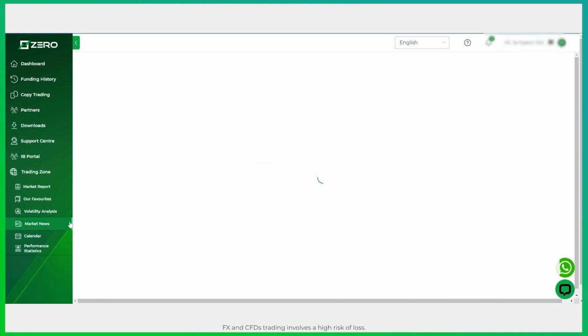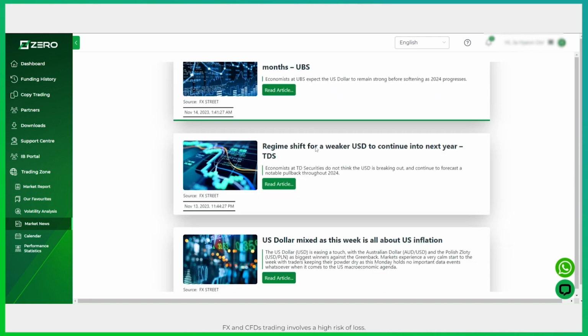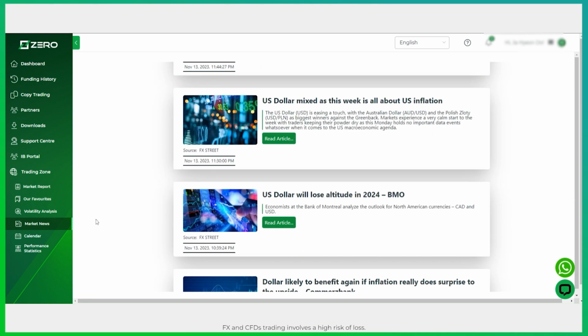In market news, stay informed about the latest developments influencing the financial markets. Timely news updates can be vital for making informed trading decisions.